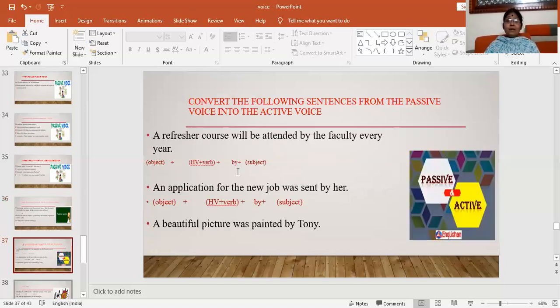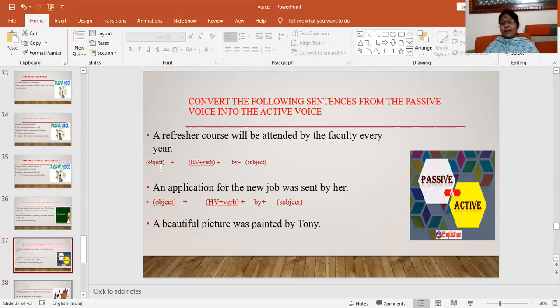Now, for example, we will do some exercises for a better understanding, right? Say, a refresher course will be attended by the faculty every year. This is a passive voice sentence. Now, a refresher course is our object. Will be attended is the helping verb and faculty is our subject, right? So you should first identify this. And now, if you want to change, what should you do? The subject should be brought first, the object should be taken back, and make the necessary changes. So write this down. A refresher course will be attended by the faculty every year.